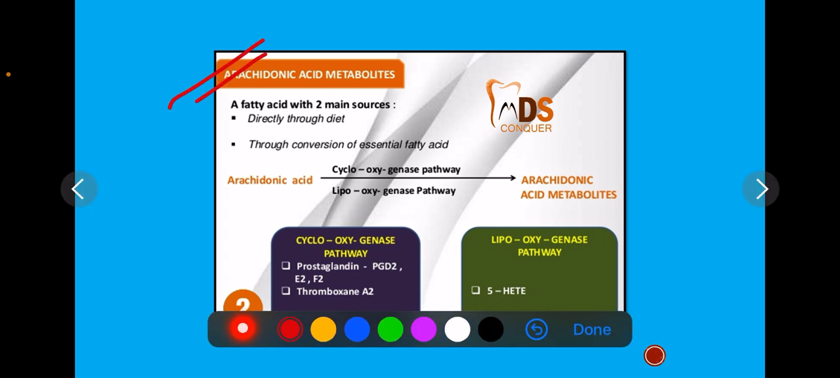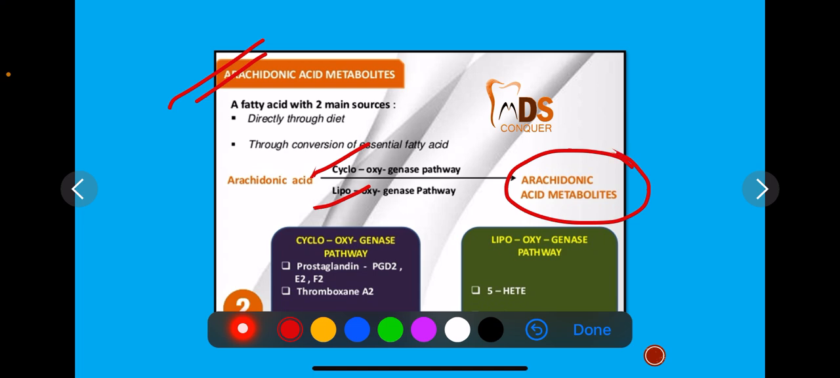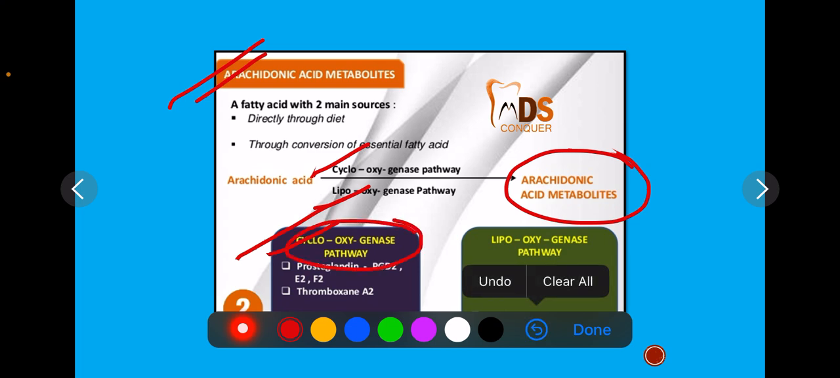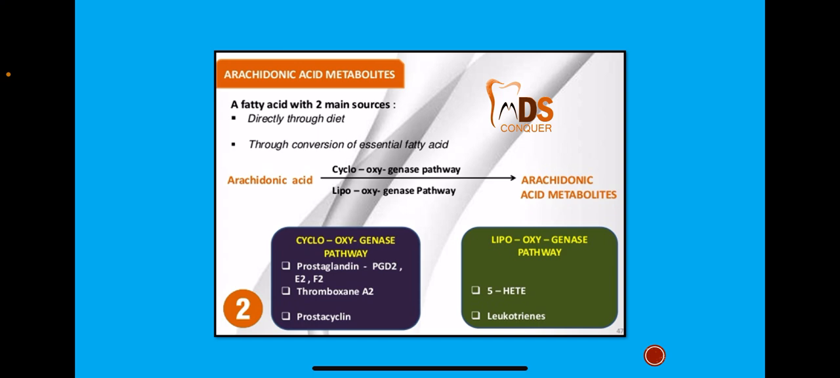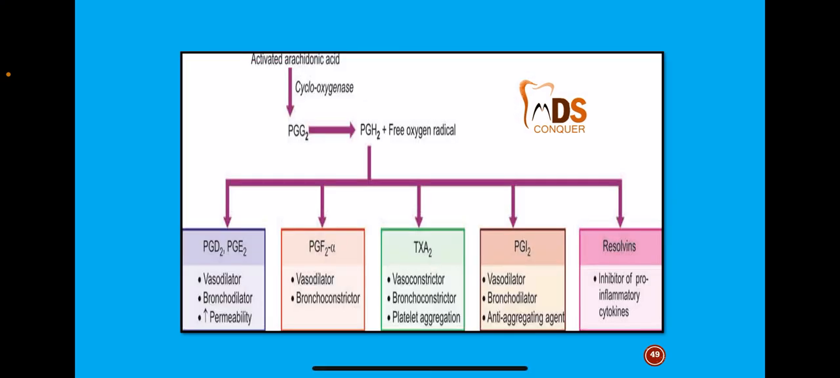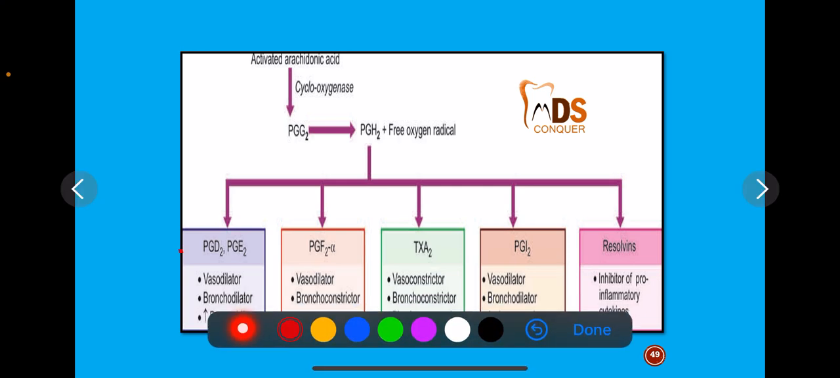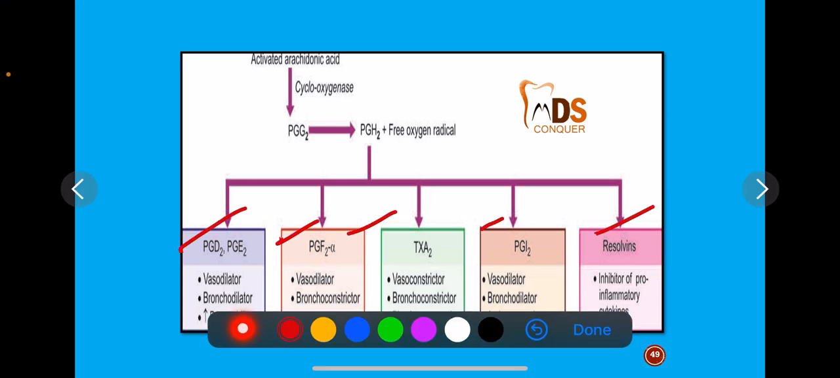Okay, so via cyclooxygenase or lipoxygenase, the metabolites are being formed, that is arachidonic acid metabolites. And what are the metabolites by the cyclooxygenase pathway? The prostaglandins D2, E2, F2, thromboxane and prostacyclin, whereas the lipoxygenase pathway gives these two, that is leukotrienes and 5-HETE. Okay, so just have a look. Then this one is quite important.